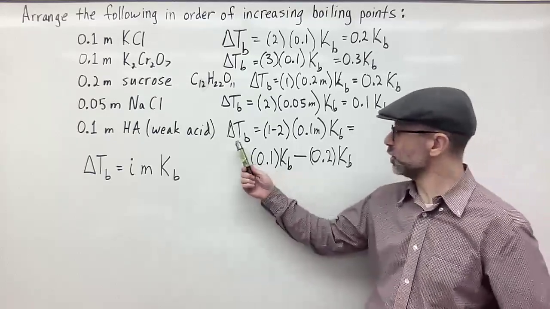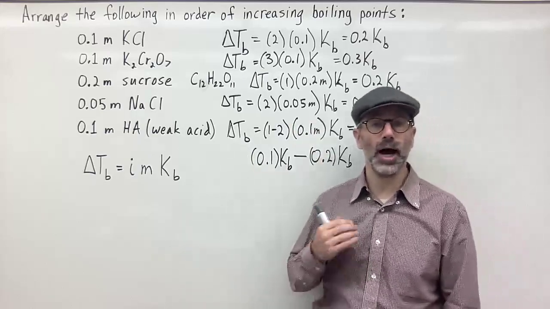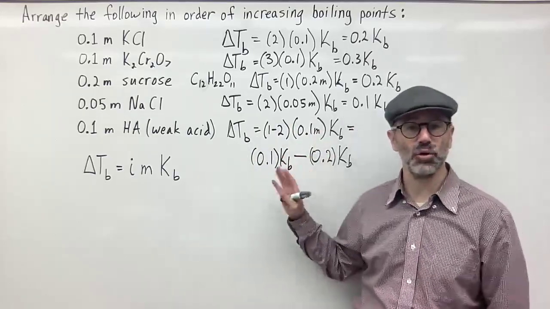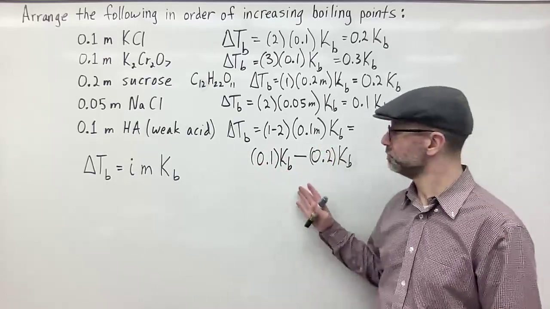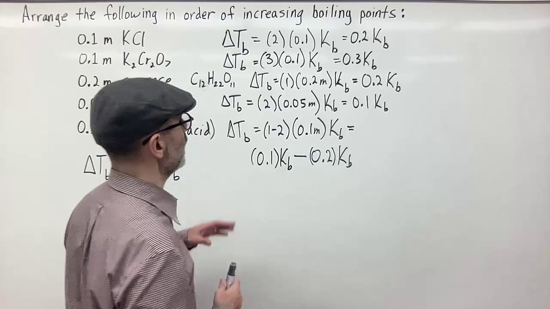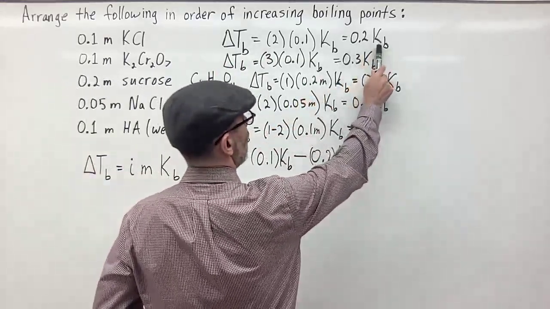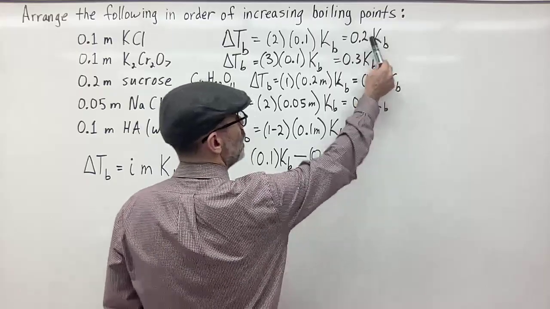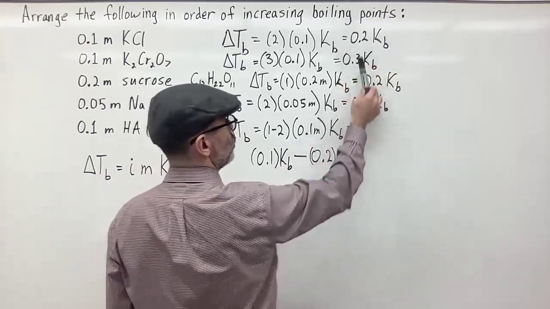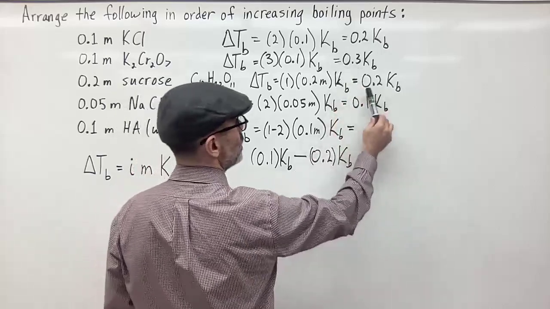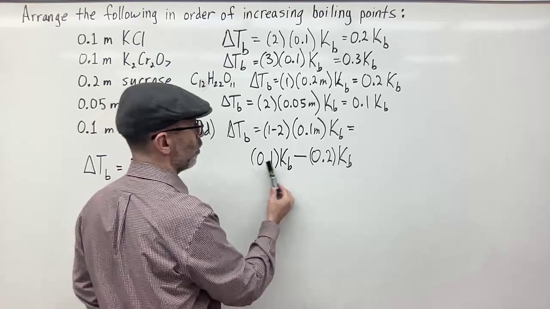So the larger the change in the boiling point, the higher the boiling point went up when you dissolve this into water or whatever the solvent is. Okay, so now we're in a place where we can order these. Notice all of these are multiplied by Kb, so the only difference is going to be the number in front. So we have 0.2, 0.3, 0.2, 0.1. And then this one is somewhere between 0.1 and 0.2.